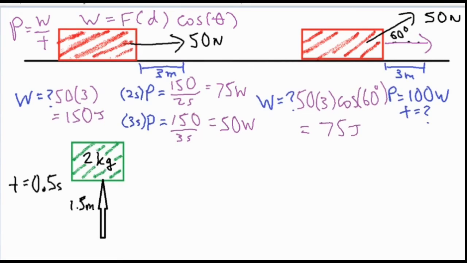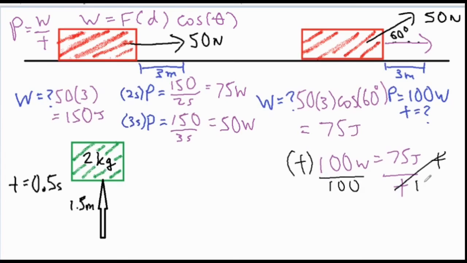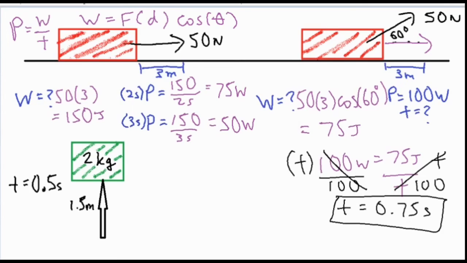Now, say for example, you want to do a power calculation. This one is slightly different. It's telling you that the power output is 100 watts, and it's asking you to solve for how long that would take. So power equals work over time. And what you could do is multiply both sides by T, and then divide both sides by 100. And then you would have your answer, which is 75 divided by 100. So it means time is 0.75 seconds in order to get the power output of 100 watts.